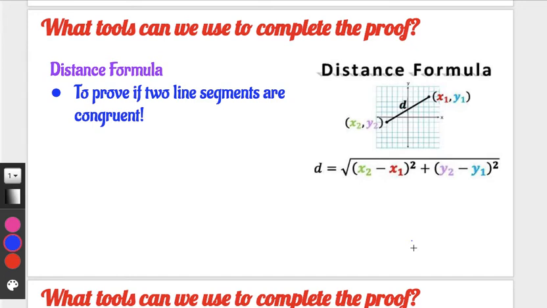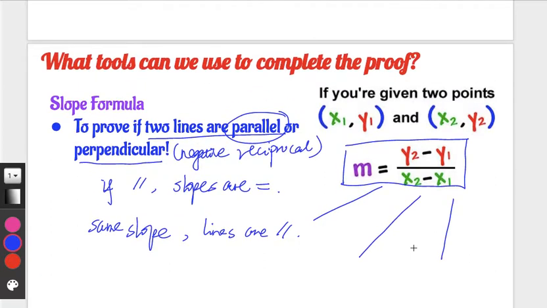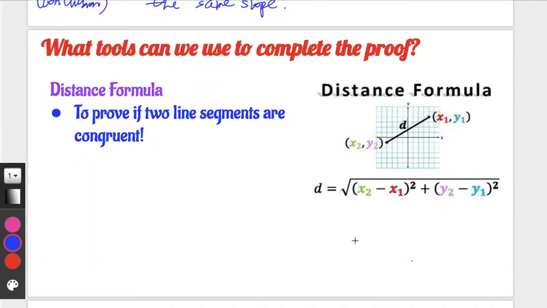Hello everyone, welcome back. So in this video, we are going to discover another formula, which is the distance formula. In the previous video, we talked about the slope formula, and we know we can use the slope formula to prove if two lines are parallel. And in this one, we are going to discover another feature for proving. So in this one, we are going to use the distance formula.